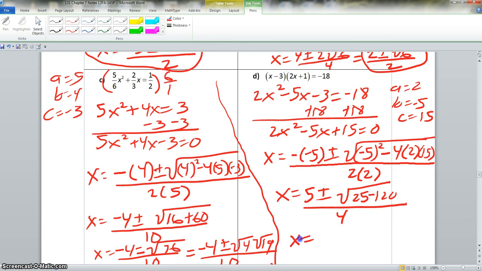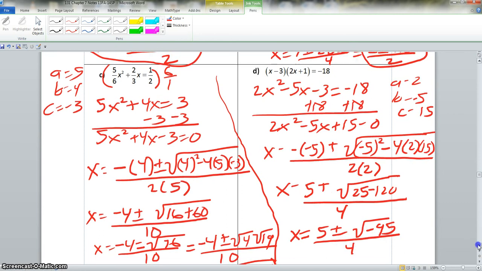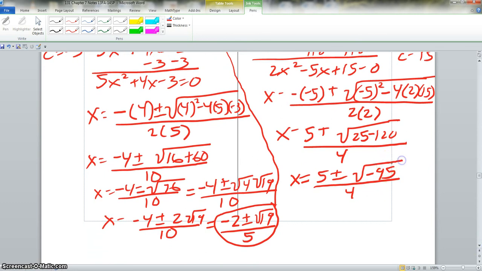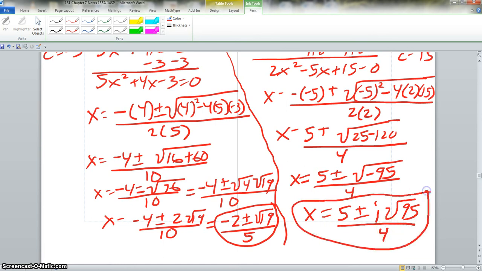So we will have x is equal to 5 plus or minus the square root of 25 minus 120, which will give you the square root of negative 95 all over 4. Now, first of all, we know that i can come out of this negative, and 95 does not have a perfect square in it. So our final answer here will be 5 plus or minus i square root of 95 all over 4. And that will be the final answer.